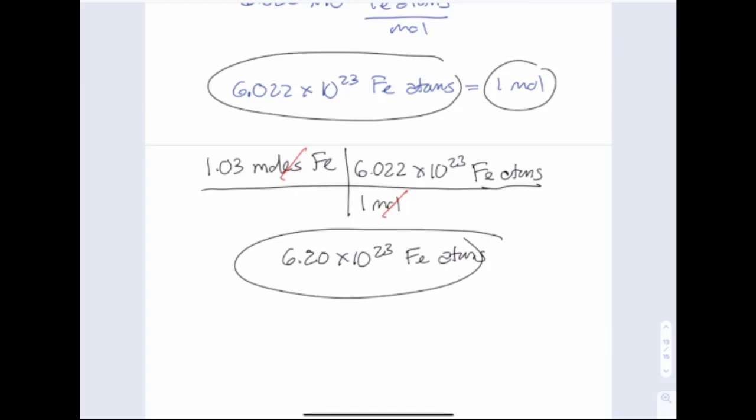So significant digits, this is 3, this is 4, so I want 3 in my answer. Remember, this 0 does count as being significant because I have a decimal point. So trailing zeros are significant if there is a decimal point.